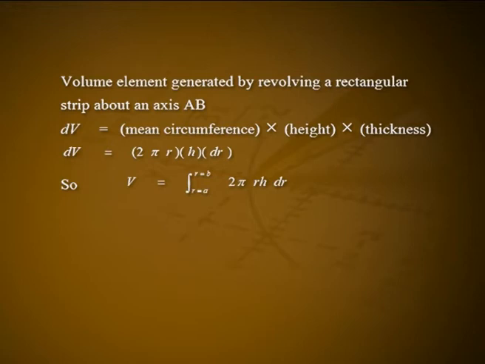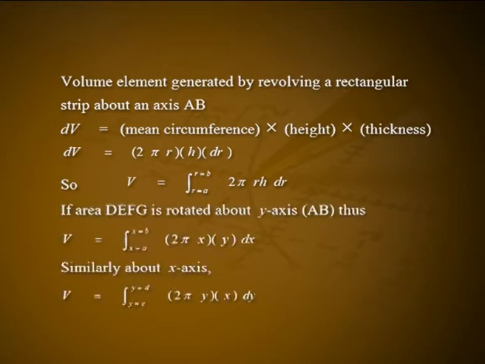So, V is equal to integral from r is equal to a to r is equal to b 2 pi r h dr. If area DEFG is rotated about y axis AB, thus V is equal to integral from x is equal to a to x is equal to b 2 pi x into y dx. Similarly, about x axis, V is equal to integral from y is equal to c to y is equal to d 2 pi y into x dy.